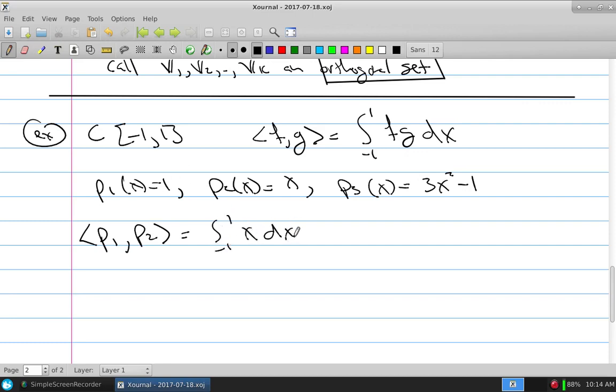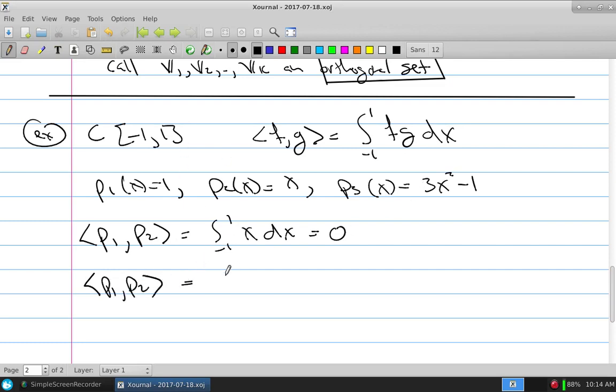x is what function? Even or odd? It's odd because its power is odd. So the integral of an odd function from -1 to 1 is simply going to be what? 0. And you could check it, right? 1/2 x squared from -1 to 1 is going to be 1/2 minus 1/2 and get 0 out of it.